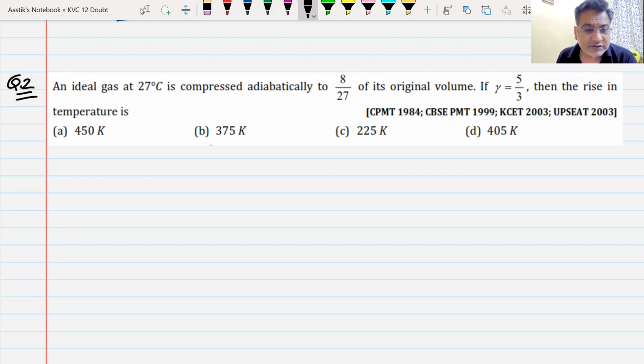An ideal gas at 27 degrees Celsius is compressed adiabatically to 8 by 27 of its original volume. Gamma is 5 by 3. So this is, I think, a monatomic gas. And the rise in temperature is... and your time, my dear friends, starts now.